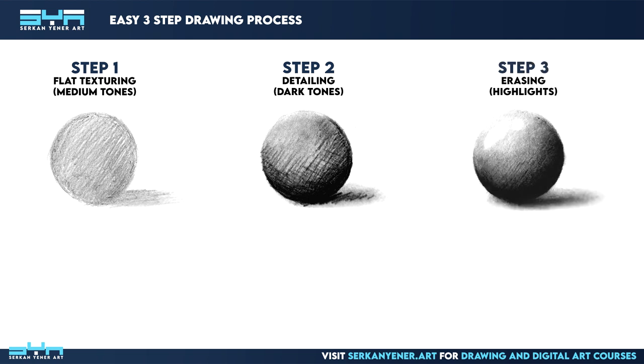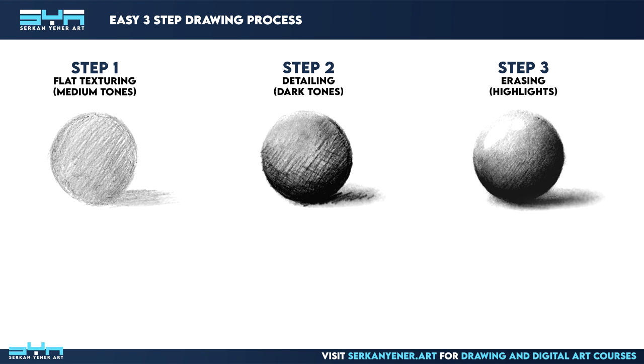And the final step is to create highlights. To do this, I use an eraser and remove the values where the lightest parts of the image are. You can, of course, just leave the areas where the highlights are blank and not draw them in at all. But not having to worry about where you have to leave highlights while you're doing the drawing is part of what makes this process easy.